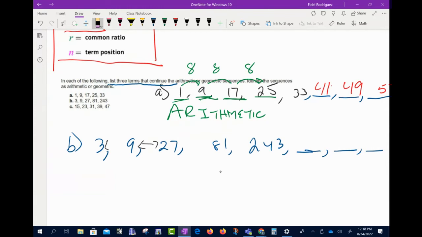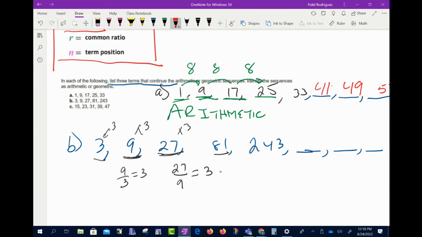So that's telling me it's going to have to be a geometric sequence because I only got those two options at this point. The way I find my ratio, I'm going to take this number and divide it by that one. 9 divided by 3 is 3. You can check 27 divided by the one before it, 9, is also 3. So what are we doing? We're multiplying this number by 3 to get to that one.